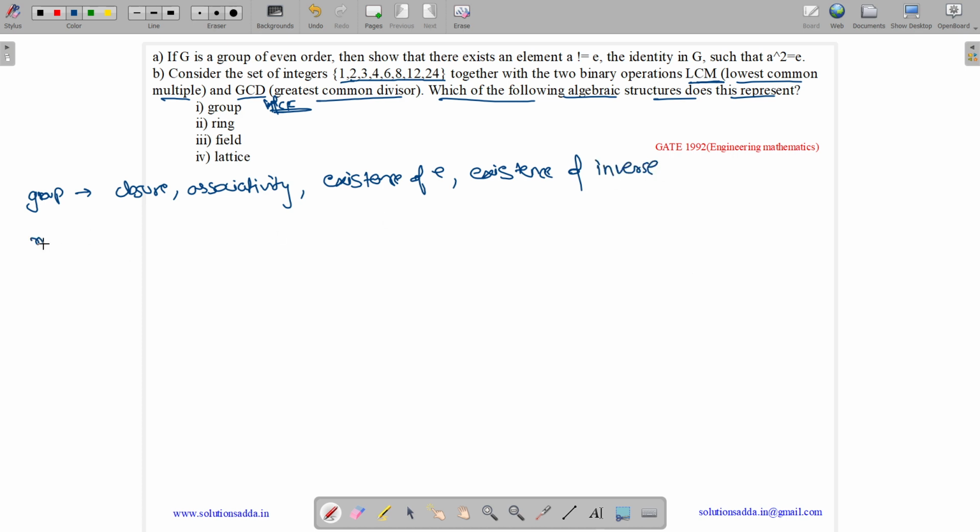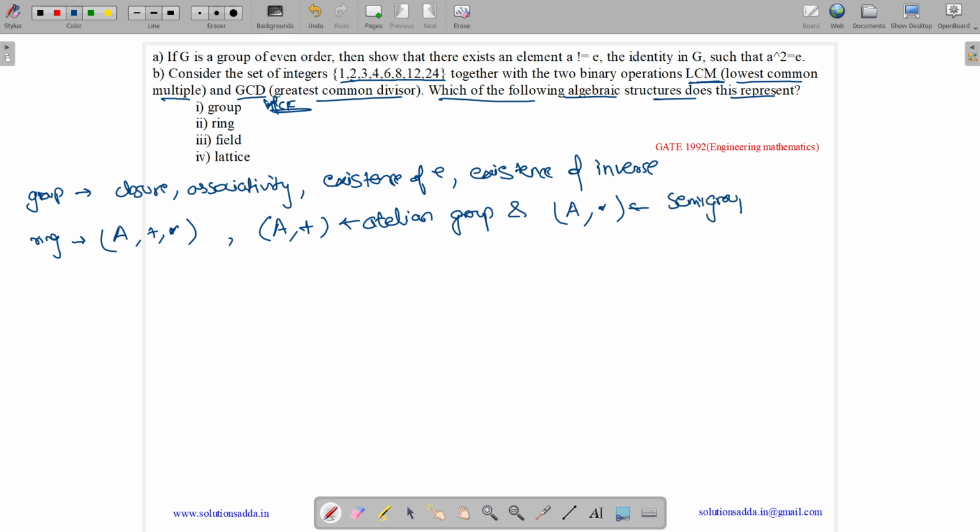What is a ring? A ring is a set with two operations, let us assume plus and star. Then what it means is: A comma plus should be an abelian group, and A comma star should be a semigroup, and star should be distributed over plus, which means it should follow the distributive property over plus.